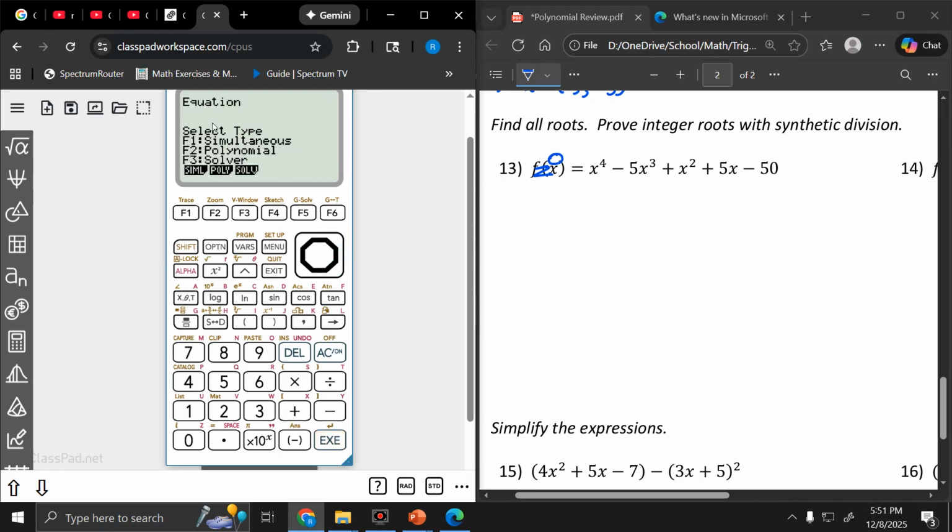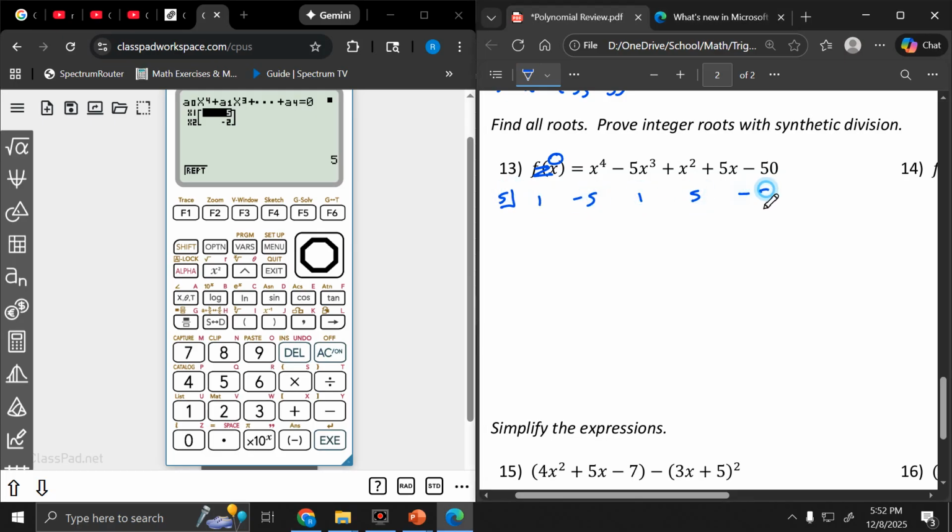Okay. You should put it in your calculator, polynomial degree 4. And I'll put in 1, negative 5, 1, 5, negative 50. And I see 5 and negative 2, so I'll start with 5. And again, just like with factoring, I need a 0 right there.